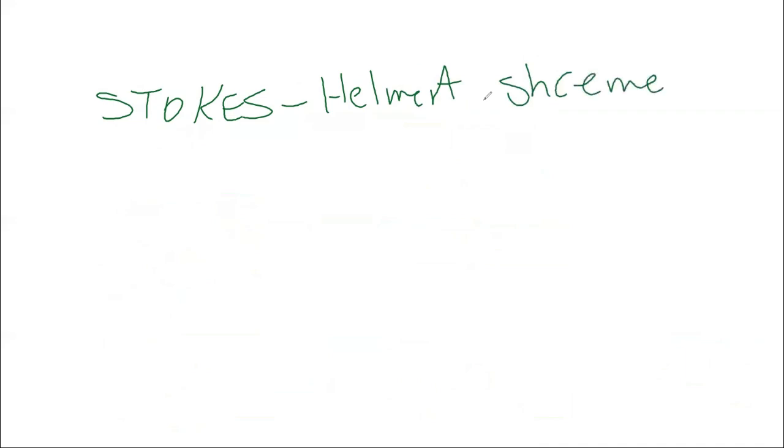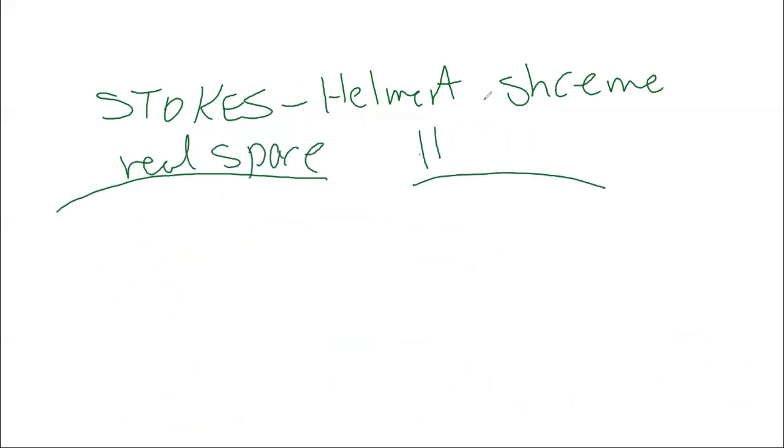For Stokes-Helmert, they do it like that. They have two spaces: the real space, and the Helmert space. So what is happening here?